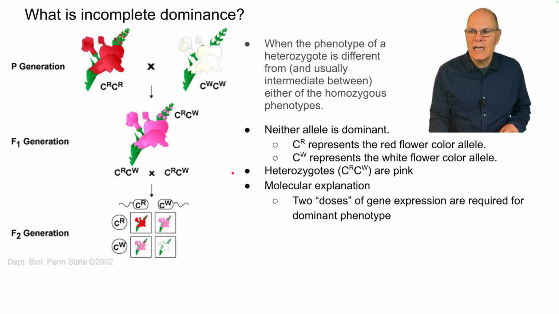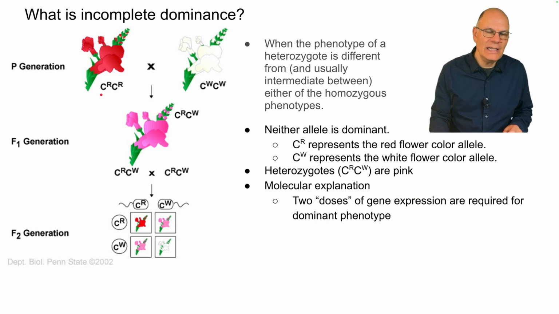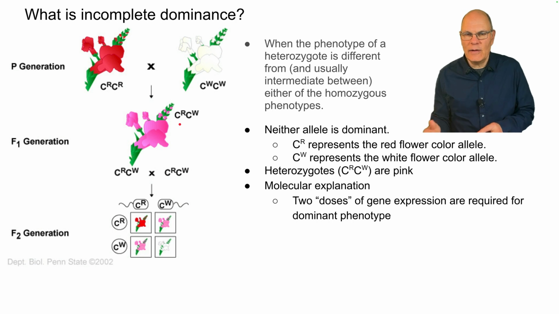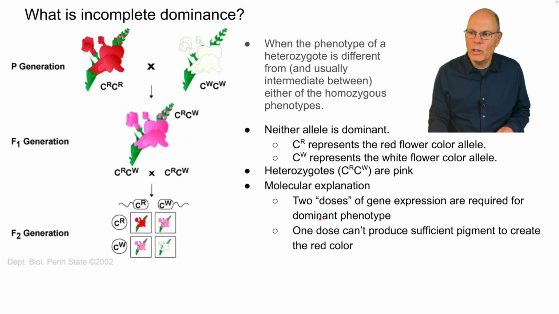It's because of two doses of gene expression. In other words, this is DNA that's coding for protein, and you need that much protein in order to produce that vibrant red color. If you just have one, then it's not enough to push the phenotype all the way to red, and you wind up with this intermediate phenotype. One dose can't produce sufficient pigment to create the red color.